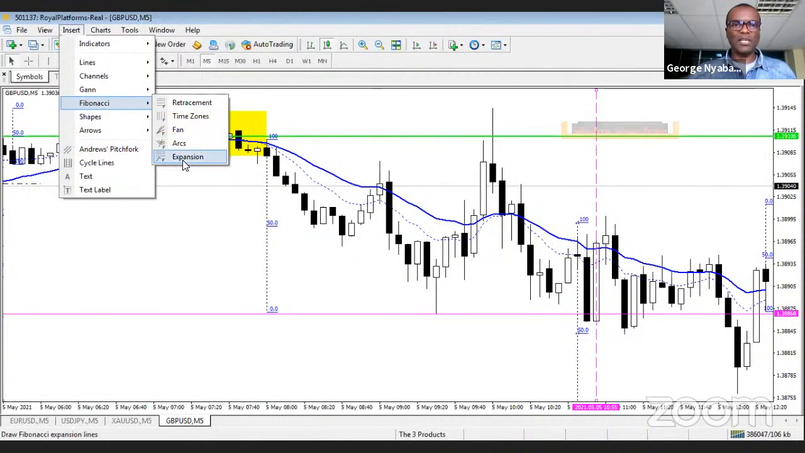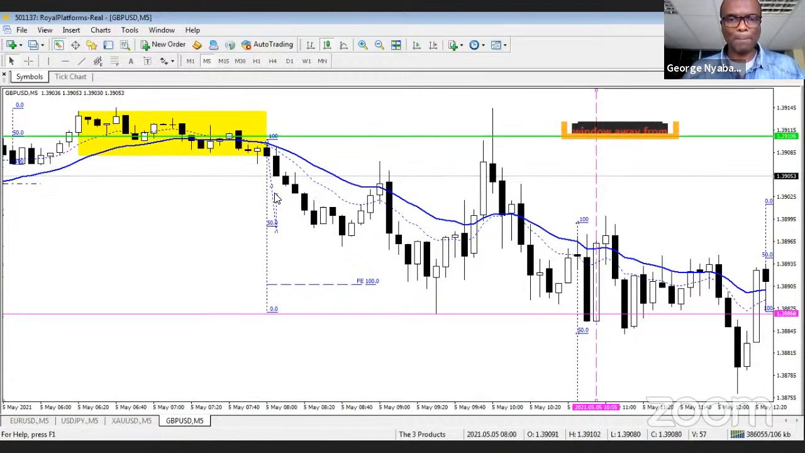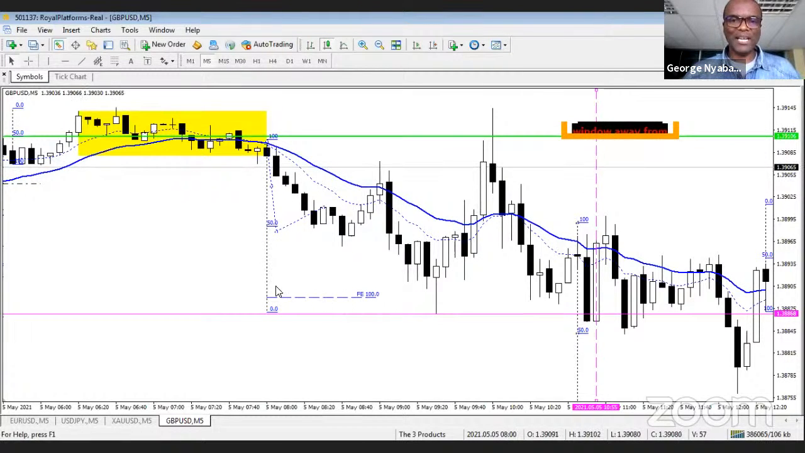The other one that you can put in is, of course, your leg 1. So that's the first leg, right up to there. Okay, and that's where the pullback started. Leg 1, pullback, leg 2. I'm expecting that the market will get to that level.